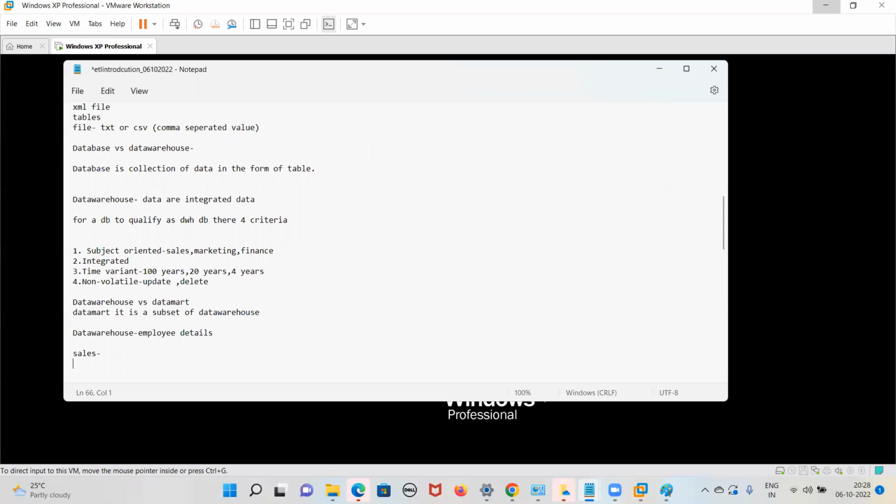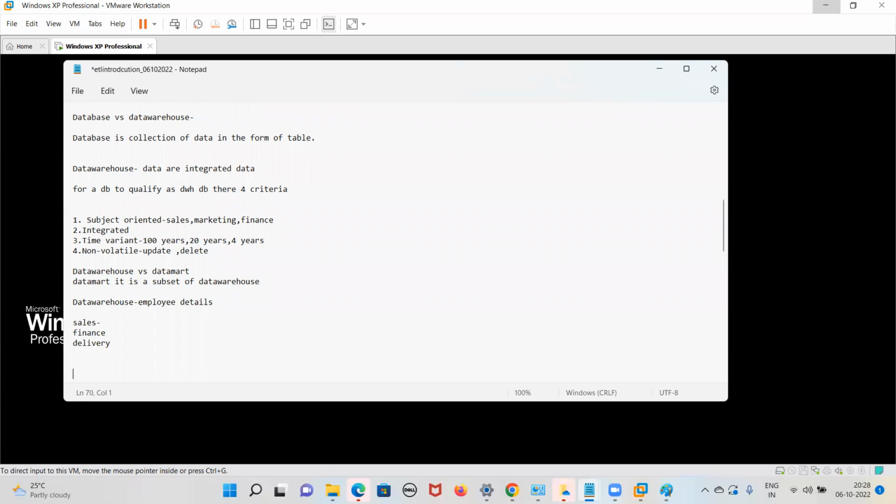Now there is something called finance, another particular department. Then there is something called delivery. We all come under delivery: developers, test engineers, and all. So the entire company has so many employees, and we have divided them into sub parts. This is called a data mart, which is subject oriented. A data mart is a subset of the data warehouse and is related to a particular subject.